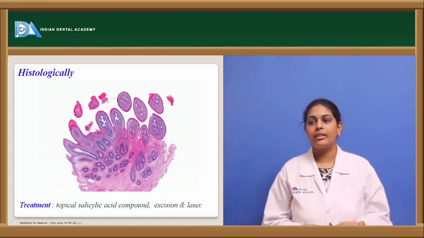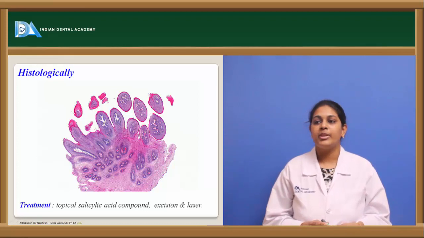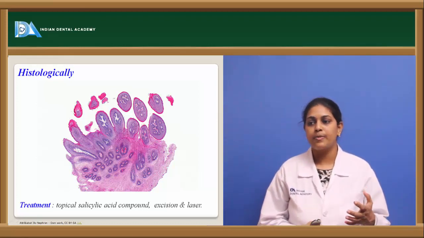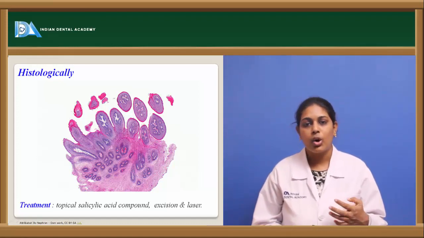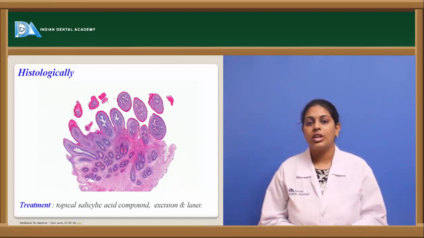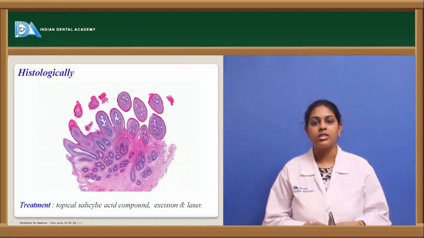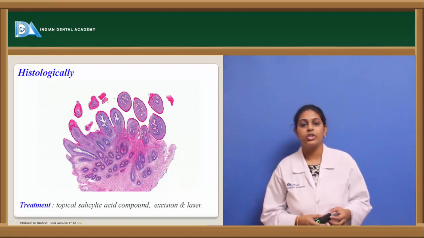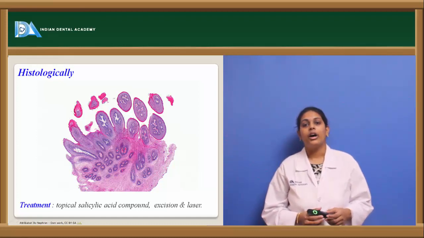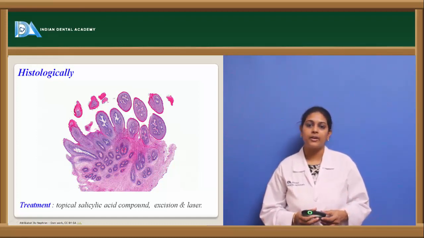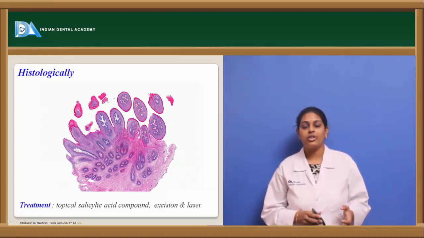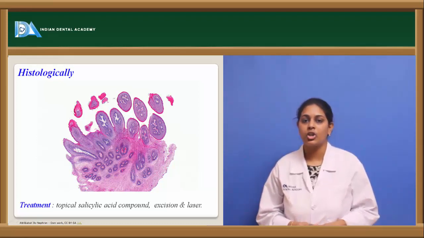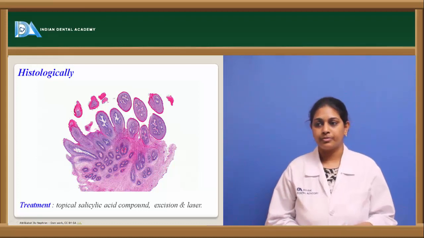We can also see that they have been separated as nodules, these increased parakeratotic regions, and there is inflammatory cell infiltration as well as some collagenous tissue. Usually the patient is not advised any treatment, but for aesthetic reasons a patient might be advised laser treatment or excision. If there is any discomfort with surface alteration, then the patient is advised topical application of a salicylic acid compound.